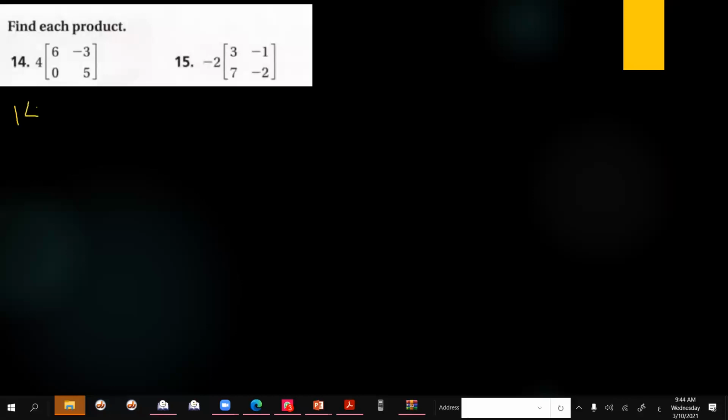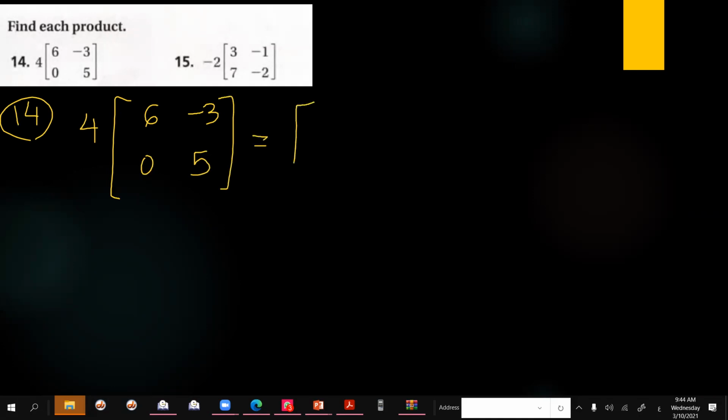Now here you have to multiply each scalar number with the corresponding element. Let's continue now with Nada. 4 multiplied by 6 is going to be 24. Then 4 multiplied by -3 is going to equal -12. Thank you, Nada. Now Jana. 4 by 0 equals 0. And 4 by 5 equals 20. Bravo. Thank you.